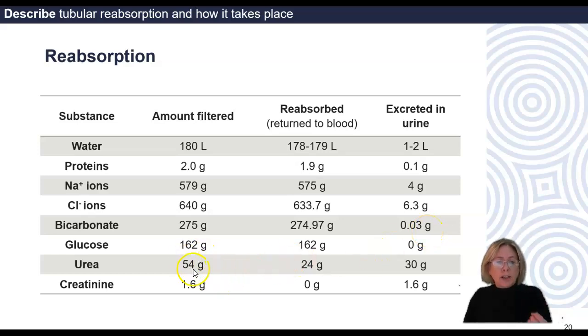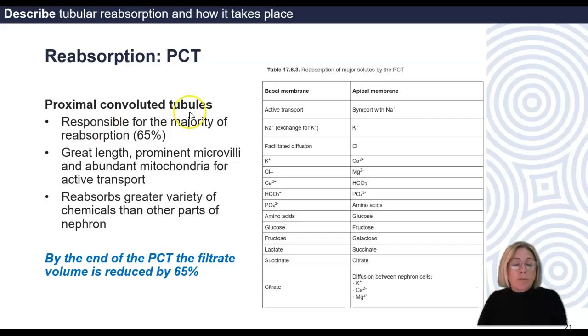Urea, then, some of it is reabsorbed, some is excreted in urine. And creatinine, as I mentioned, about 1.6 grams of that is filtered. None of it should be reabsorbed into the blood because it's a waste product, so it should all be found in the urine. Right, so let's have a look at reabsorption in the proximal convoluted tubule.